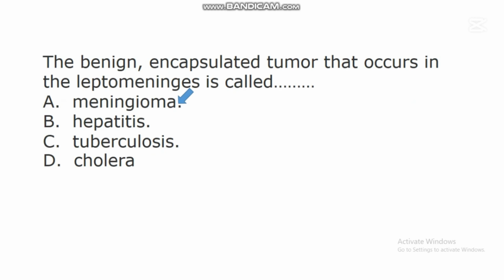Meningioma. Meningioma is a benign encapsulated tumor that occurs in the leptomeninges of the brain. Studies have shown that this tumor is not a cancerous tumor, but is an encapsulated tumor that occurs in the leptomeninges of the brain.